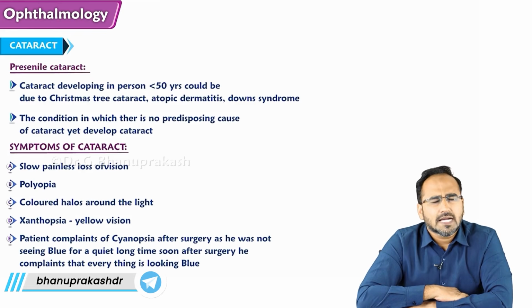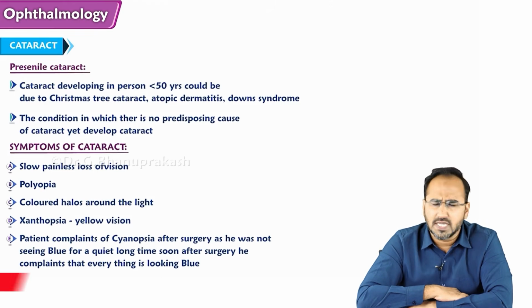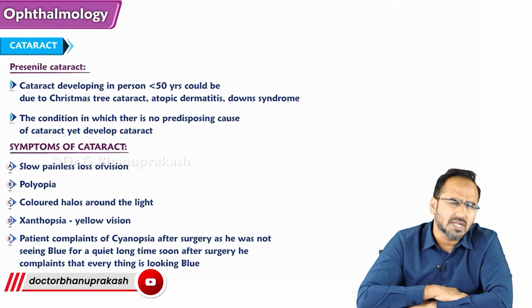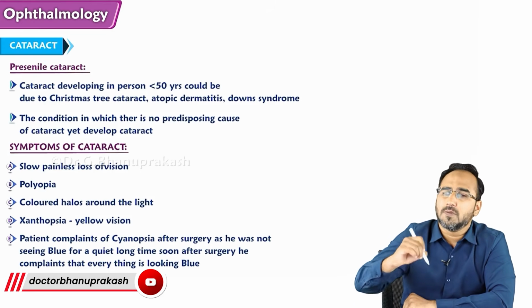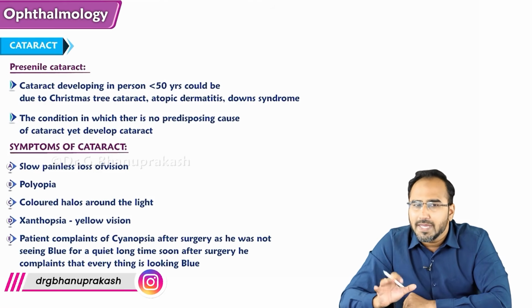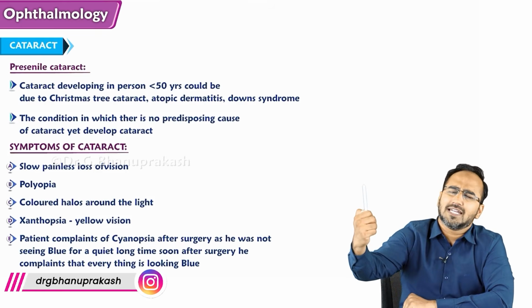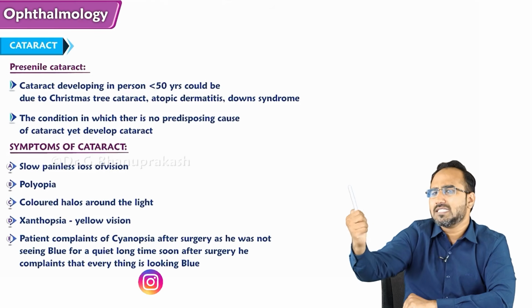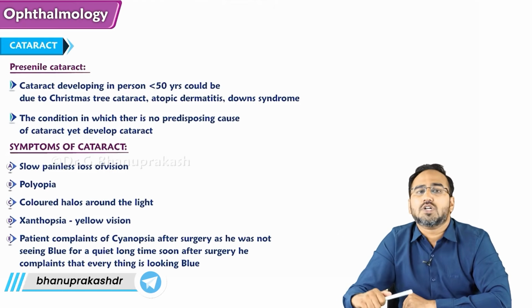Symptoms of cataract. What is the main complaint of the patient when he is having cataract? The main symptom of the patient is slow, painless loss of vision. There won't be any pain. Patient will be telling that, doctor, I'm not able to see the things properly. Apart from slow, painless loss of vision, patient will also complain of polyopia. What is polyopia, guys? Polyopia is multiple images of a single object. Imagine there is one pen, I am telling that I am able to see some 3 to 4 pens, even though it is one. That perception of multiple images of a single thing is called polyopia.